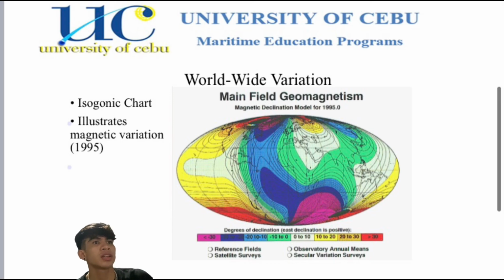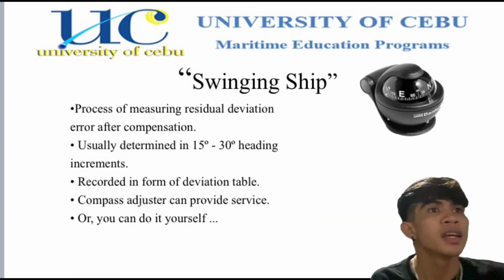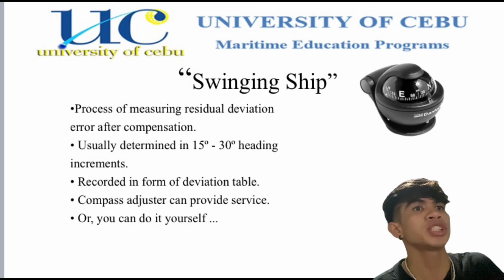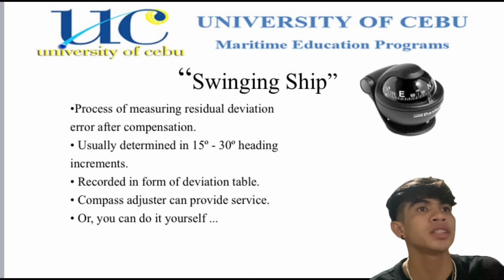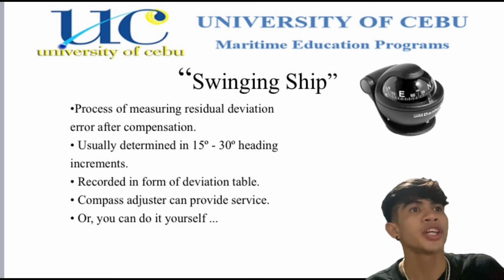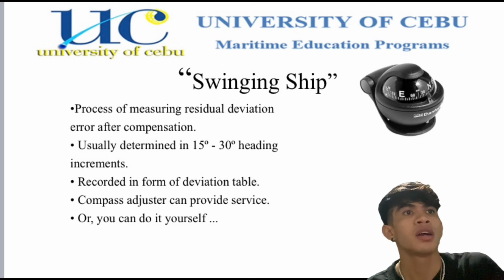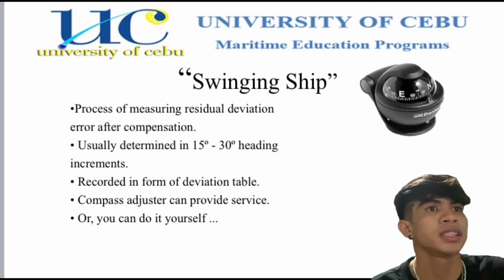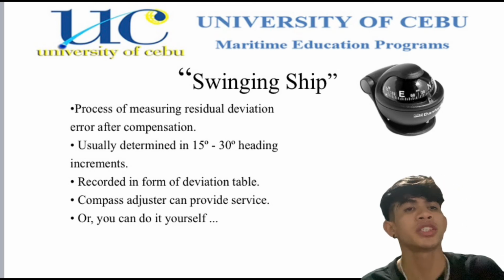So this is the worldwide variation. First is the isogonic chart, illustrating magnetic variation in 1995. Swinging ship, the process of measuring residual deviation error after compensation. Usually determined in 15 degrees to 30 degrees heading increments. Recorded in the deviation table, a compass adjuster can provide service, or you can do it yourself.